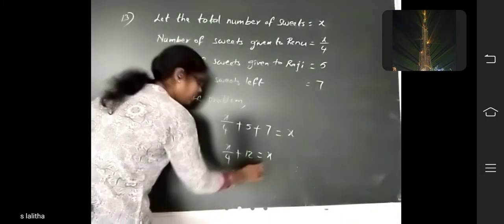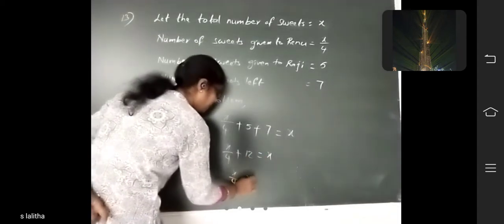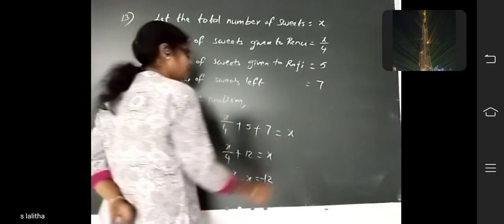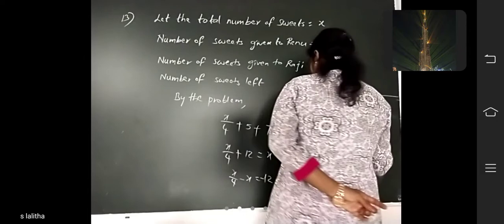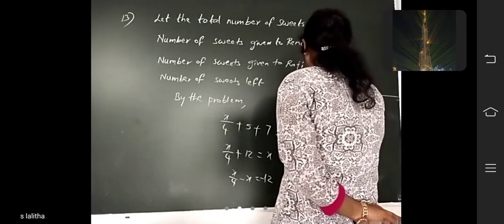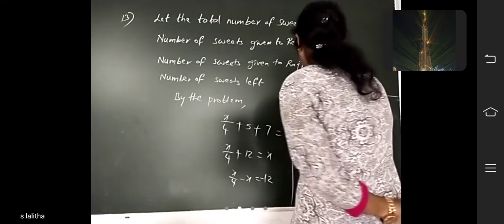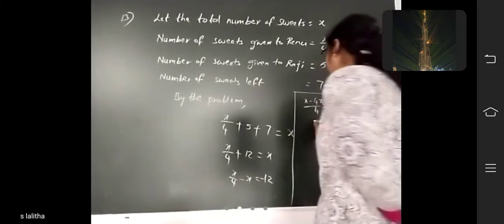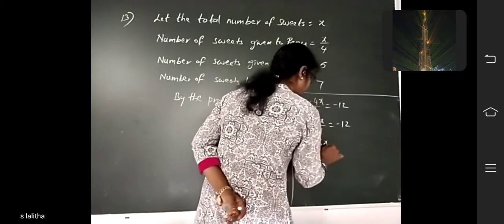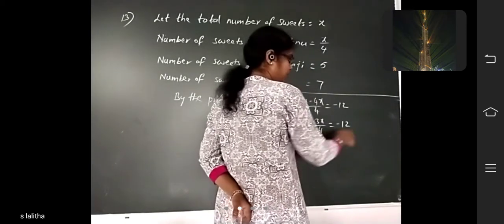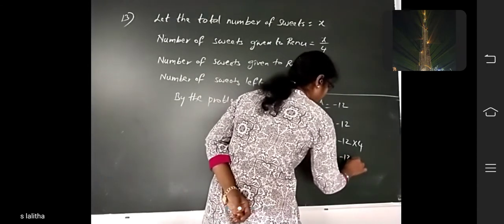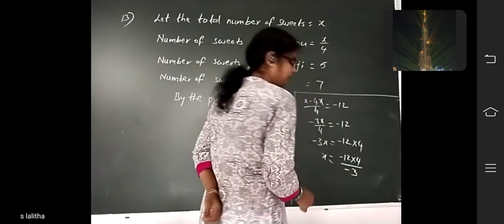So X by 4, here X is there, now transposed to here. What will become? Minus X equal to, here plus 12 transposed to that side, minus 12. Okay. Now, so X minus 4X by 4 equal to minus 12. X minus 4X, how much? Minus 3X. Minus 3X by 4 equal to minus 12. So minus 3X is equal to minus 12 into 4. Here 4 is divided. You transpose to here, what will become? Multiplication.